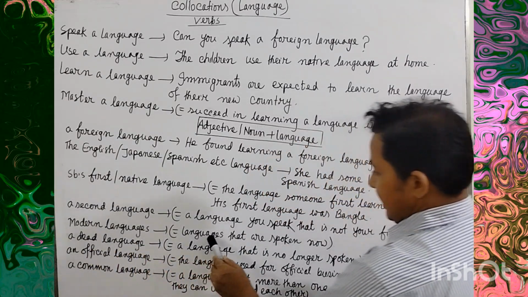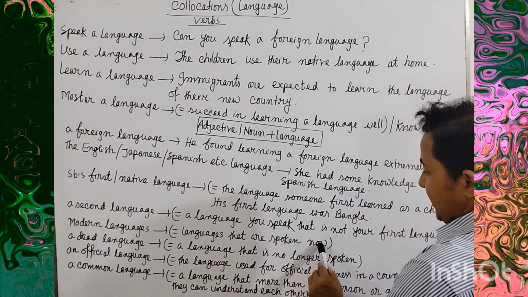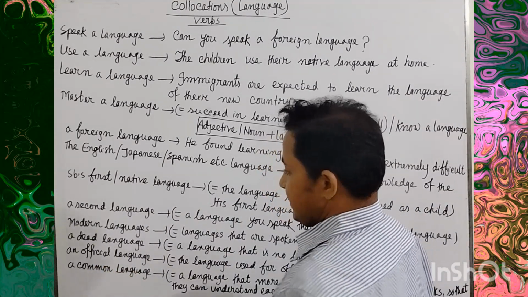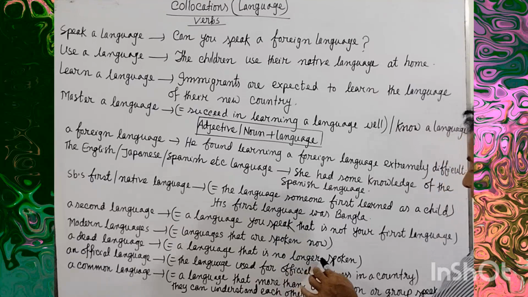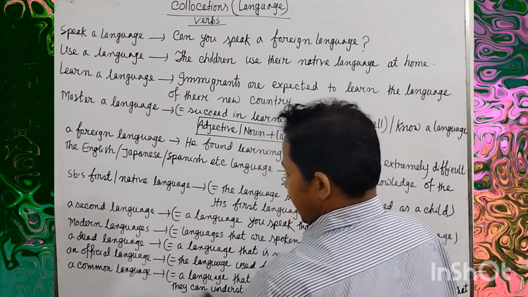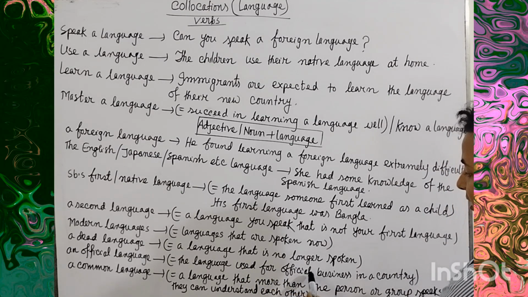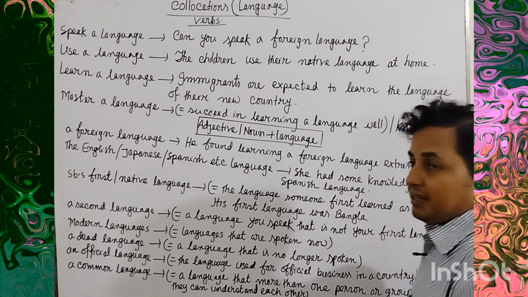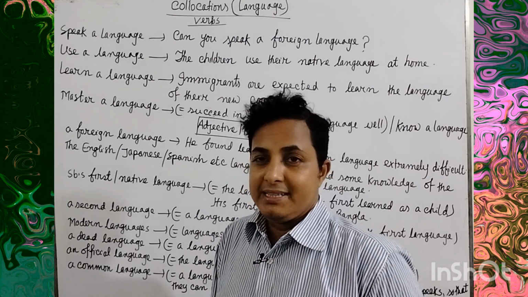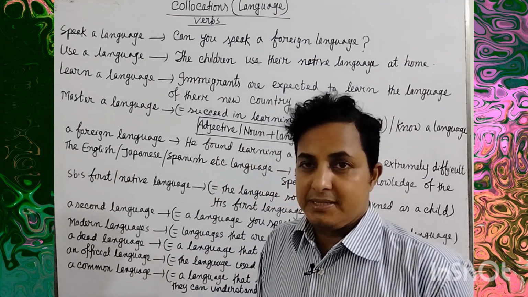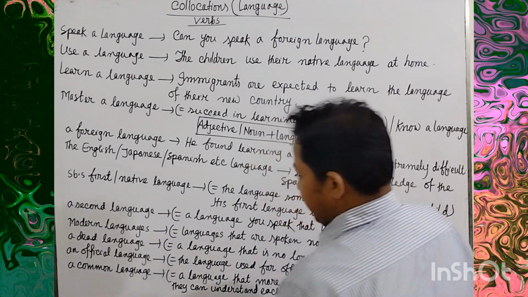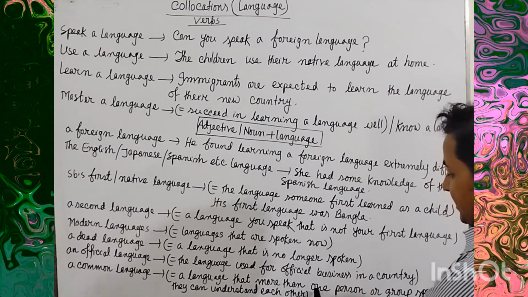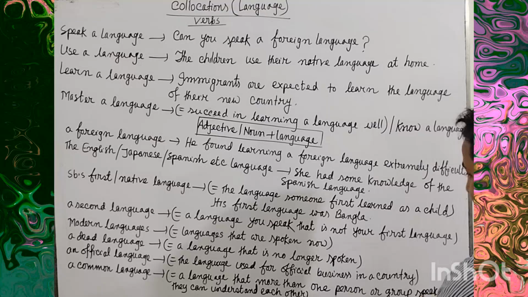Modern languages are the languages that are spoken now. A dead language is a language that does not exist, a language that is no longer spoken. An official language is the language used for official business in a country. Business means doing work for a business purpose. English is one of the best languages. A common language is a language that more than one person or group speaks so that they can understand each other.